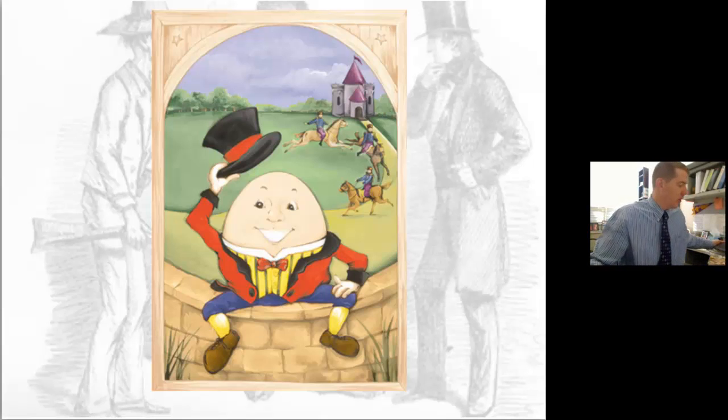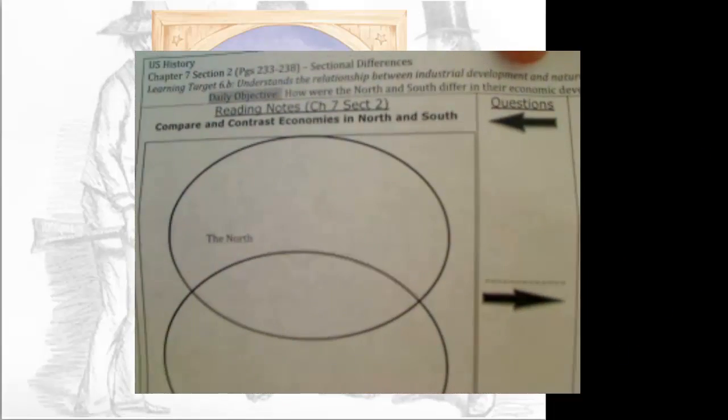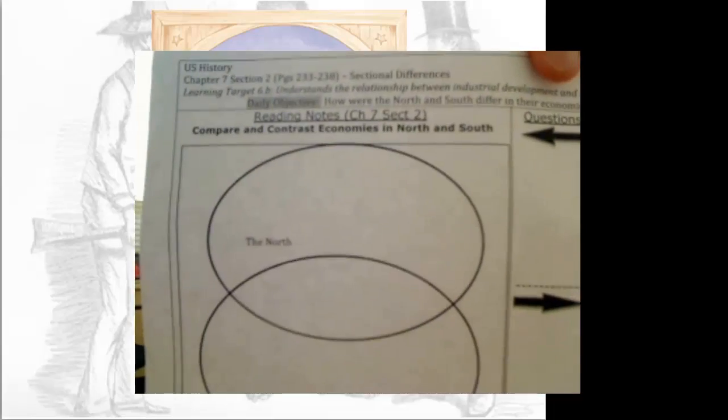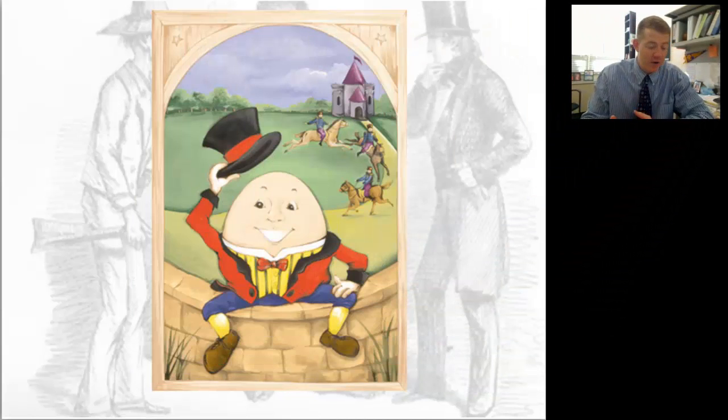We are going to spend a lot of time over the next few weeks talking about how the United States was so very divided and different. And if you take out your notes from chapter 7, section 2, specifically the Venn diagram section, the things that you've written in there that are in the north only or in the south only, those could be the building blocks for what's going to divide the country.